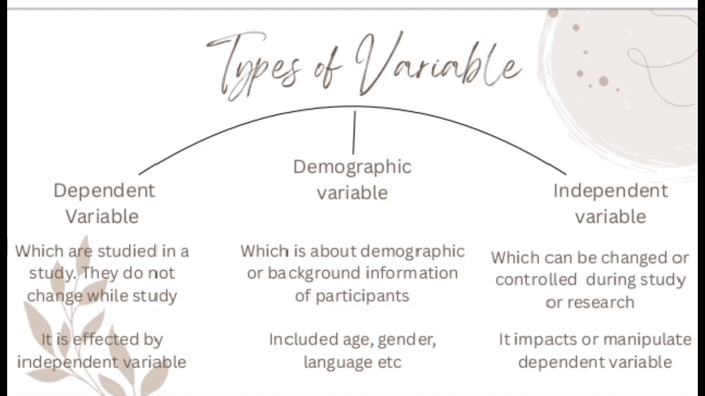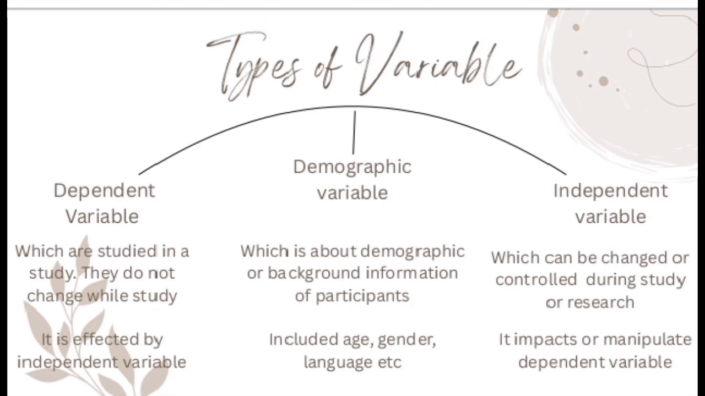Lastly, we have the demographic variable. This is about the demographic or background information of participants, including age, gender, and language. We need demographic information of participants for better results in our research. So this is a variable which tells about their gender, age, language, even geography as well.